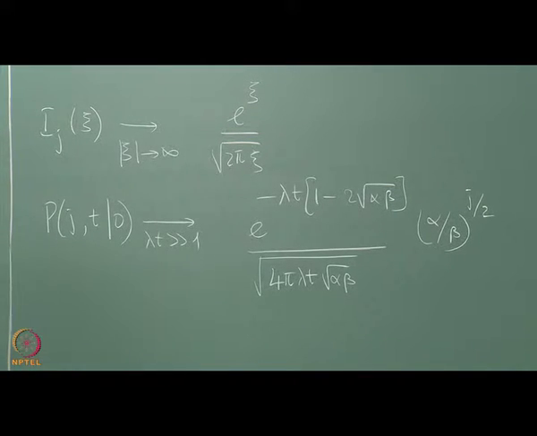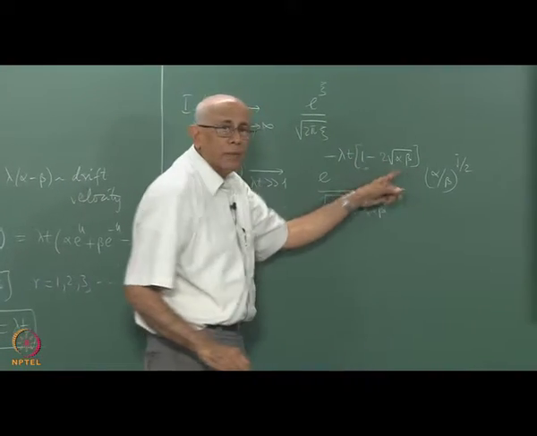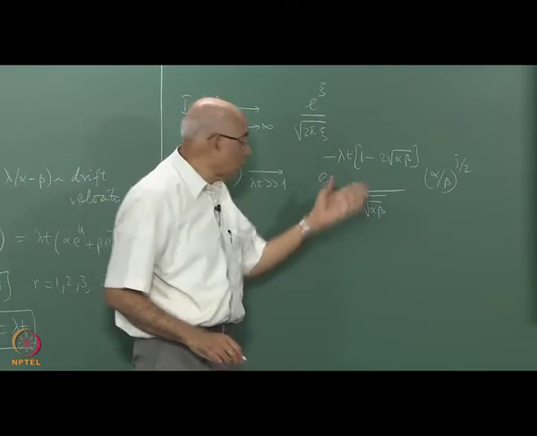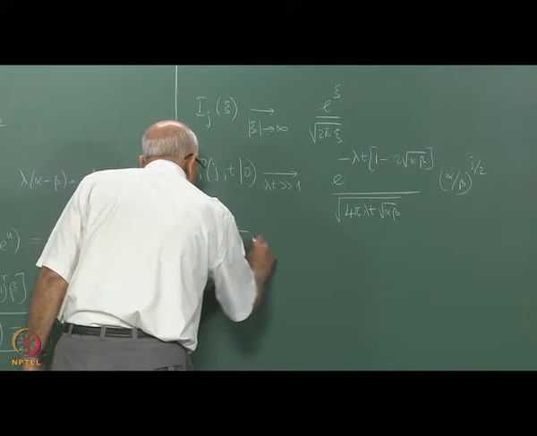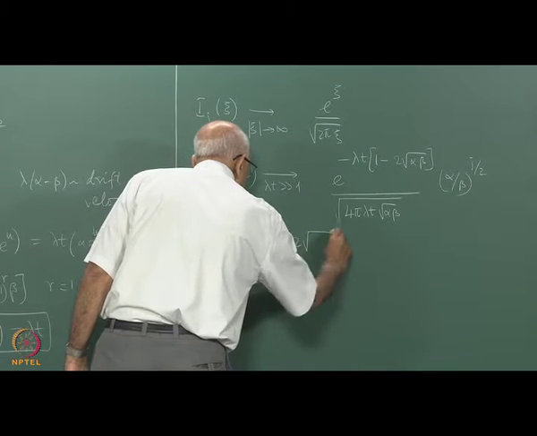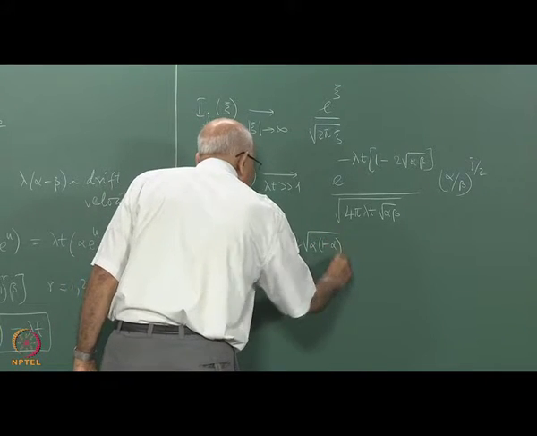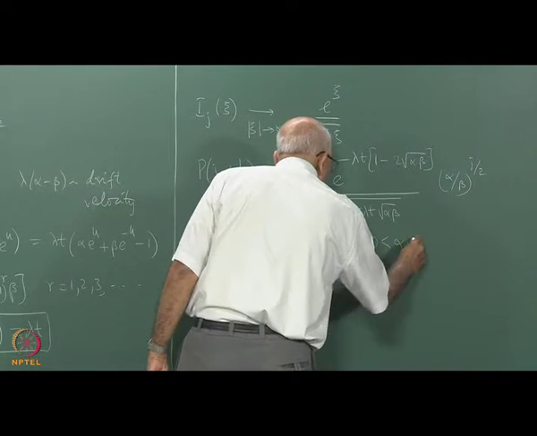And this quantity vanishes exponentially rapidly in t as long as this is bigger than that. And remember that this quantity is 1 minus 2 root alpha beta, equal to 1 minus 2 root alpha times 1 minus alpha, where 0 is less than alpha is less than 1.